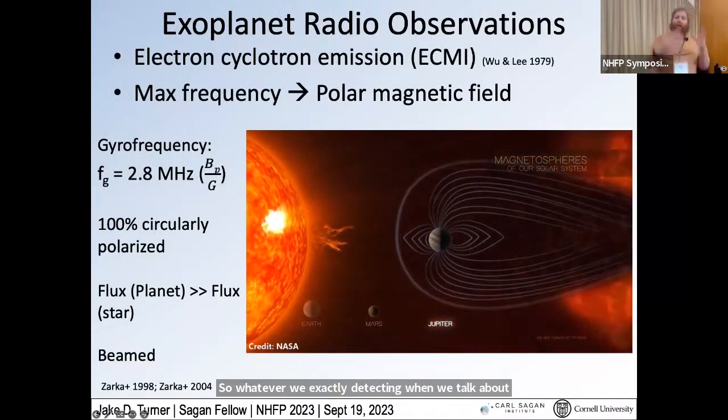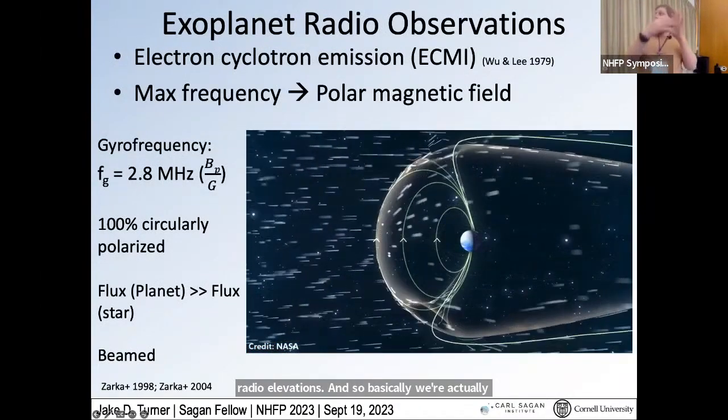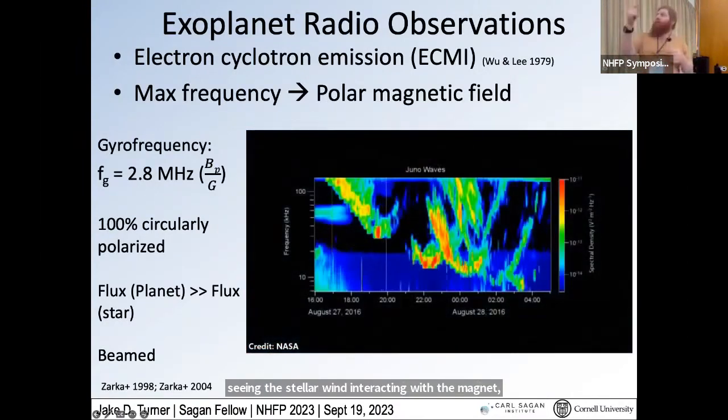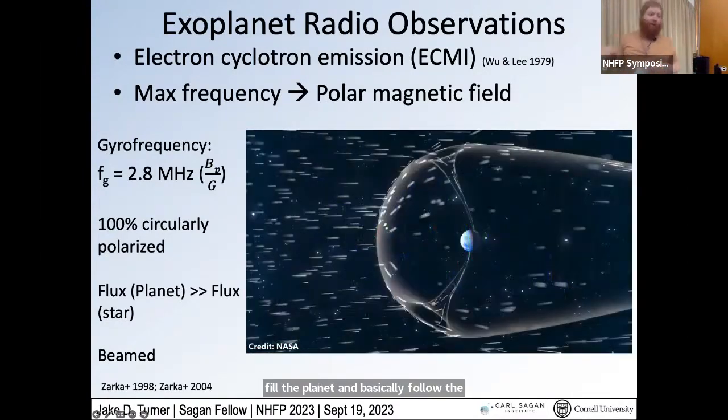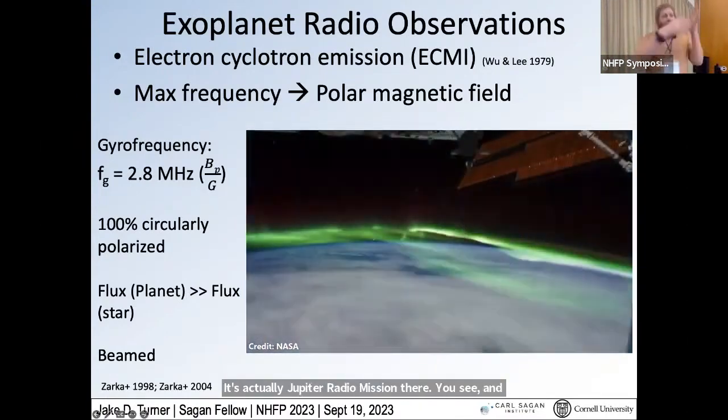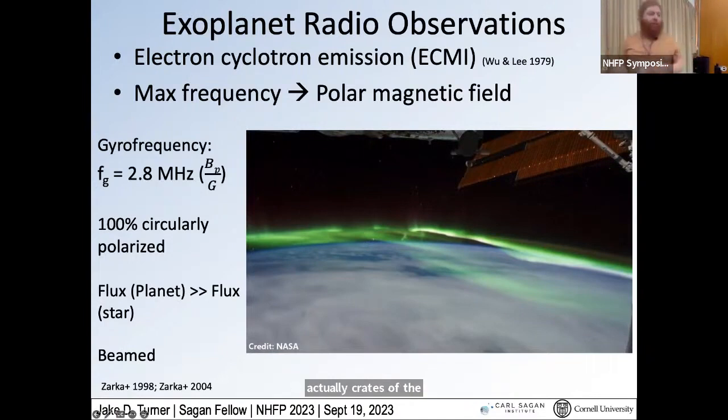Basically, we're seeing the stellar wind interacting with the magnetic field of the planet, following the magnetic field lines and gyrating around them. It's like the Jupiter radio emission, and it actually creates radio waves. The electrons follow the magnetic field lines, and eventually this also creates the optical and near UV aurora that we see. So it's all kind of connected.